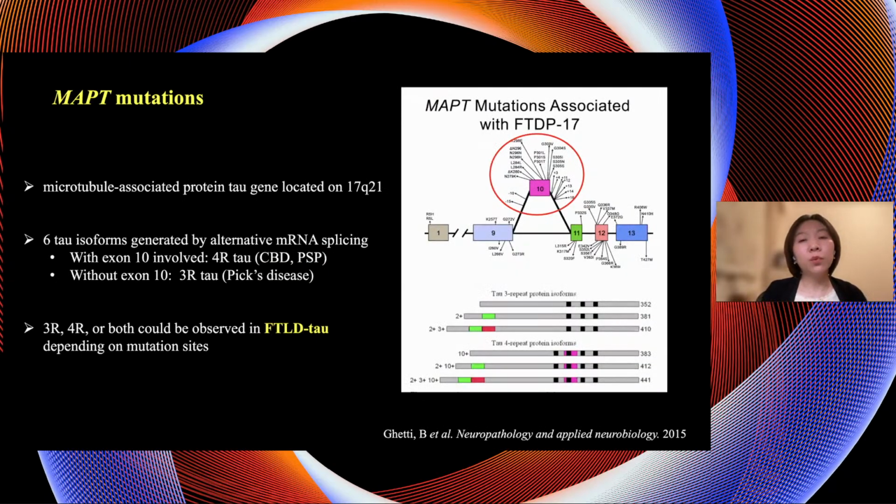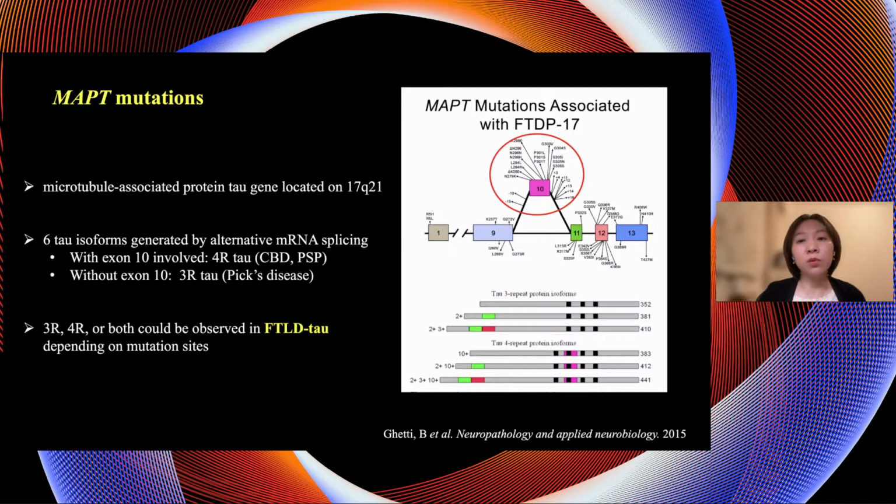MRI. We know there are three main gene mutations, right? The first one is the MAPT mutation, located on chromosome 17. There are 6 tau isoforms generated by alternative mRNA splicing. When exon 10 is involved, there is mainly 4R tau predominance, which often presents as CBD or PSP. Without exon 10, there is mainly 3R tau pathology, as in Pick's disease.